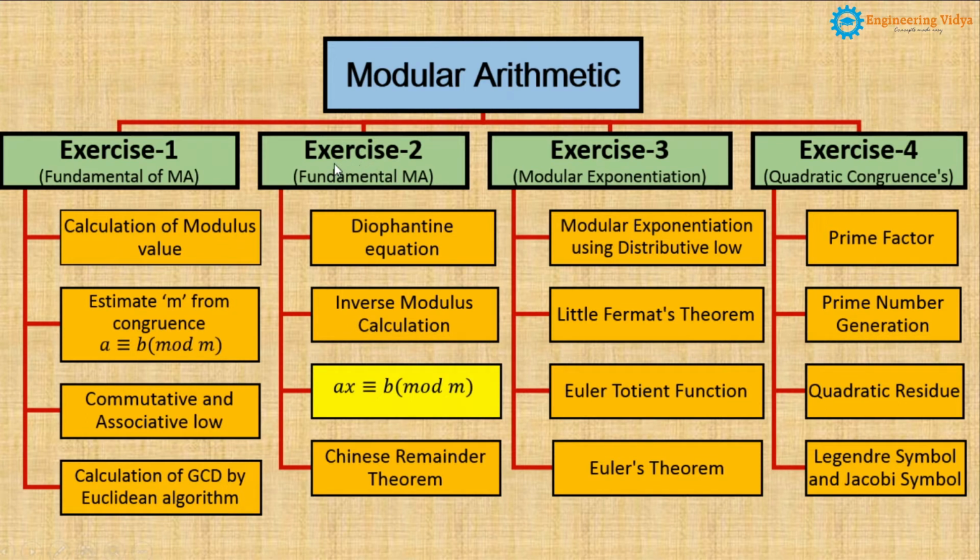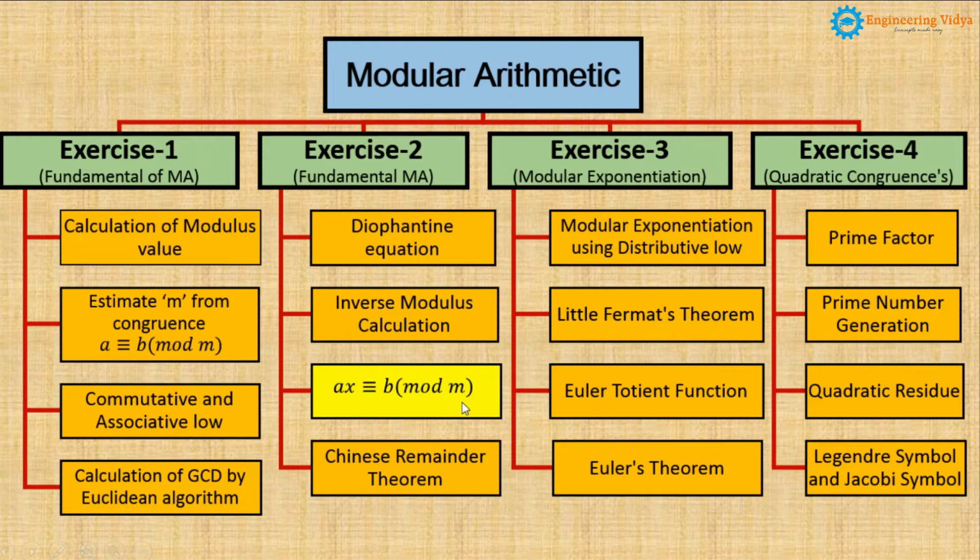Since we are already continuing with exercise number 2. In exercise number 2, a total of 4 types of problems are there. In type 1, we have seen the Diophantine equation. In type 2, we have seen inverse modulus calculation. So now we'll continue with type number 3, and we will see the simplification of ax ≡ b mod m.